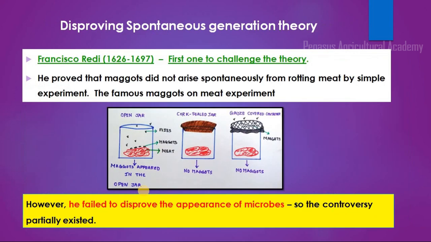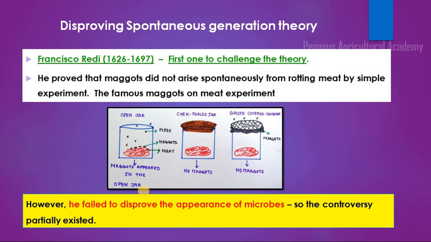Okay, and then came the persons who started disproving this theory. Okay, so the first person who started disproving the theory of abiogenesis is Francesco Redi. Okay, remember this, this question was asked in most of the examinations. Okay, the first person to disprove the spontaneous generation theory is Francesco Redi.